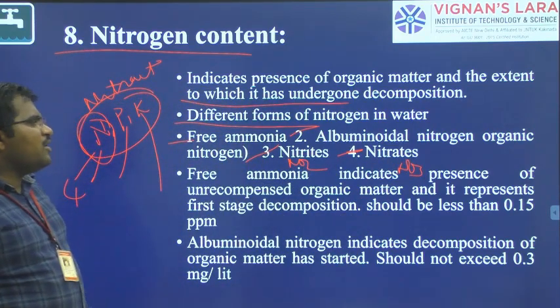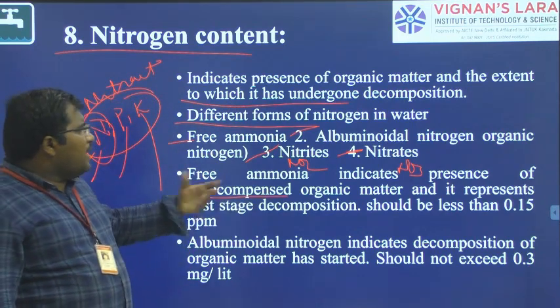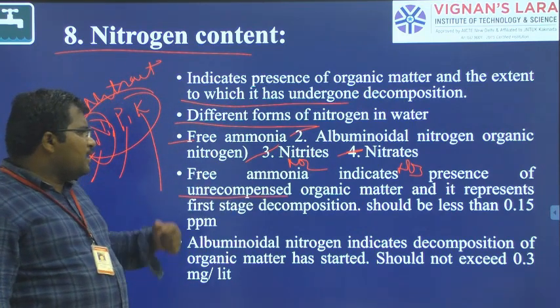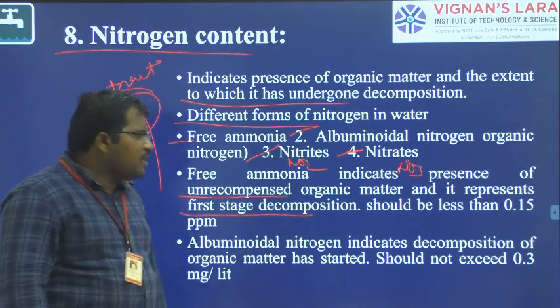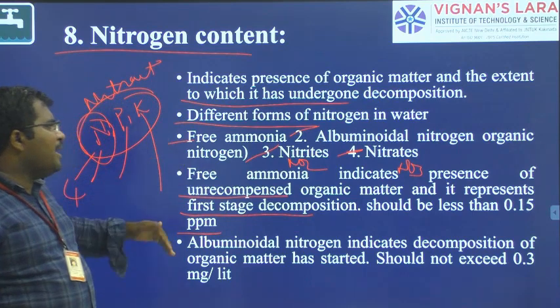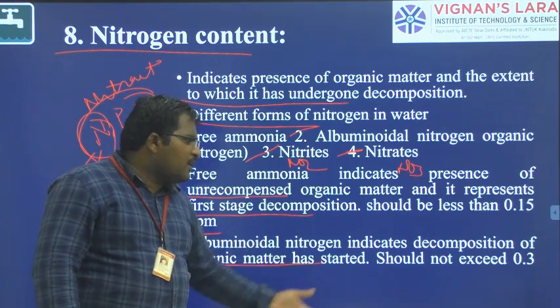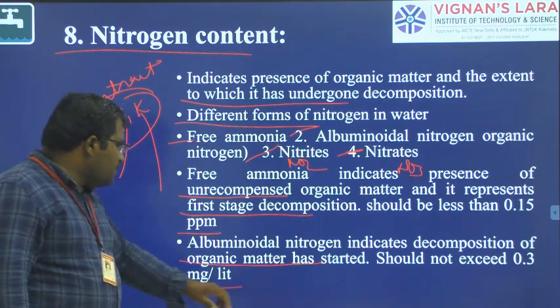Free ammonia indicates the presence of undecomposed organic matter. It is going to represent the first stage of decomposition. It should be less than 0.15 ppm. Next, albuminous nitrogen is going to indicate that the decomposition of organic matter has started. It should not exceed 0.3 mg per liter.